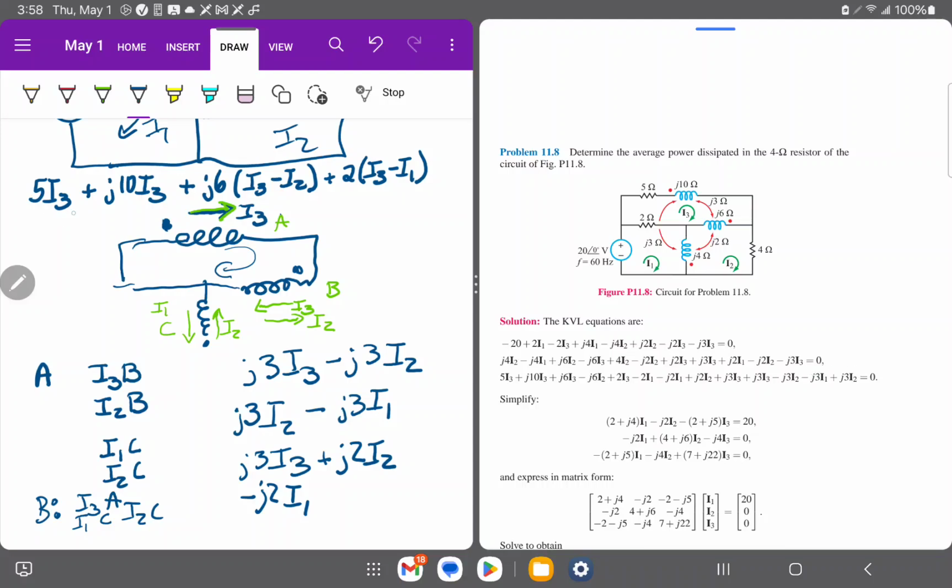And then 5I3, J10I3, J6I3, minus J6I2, 2I3, minus 2I1, plus J2I2, plus J3I3, plus J3I3, minus J3I2, minus J3I1, plus J3I2. And I think I just missed the first minus J2I1.